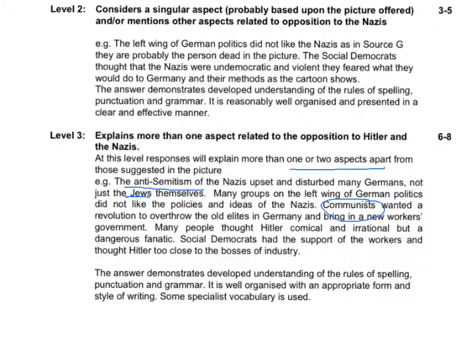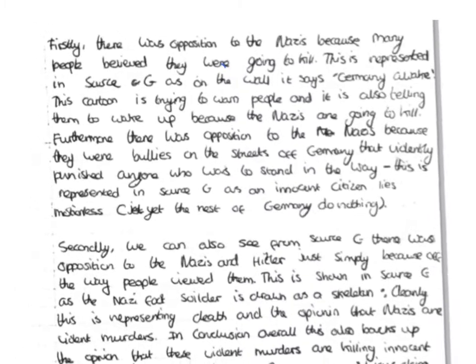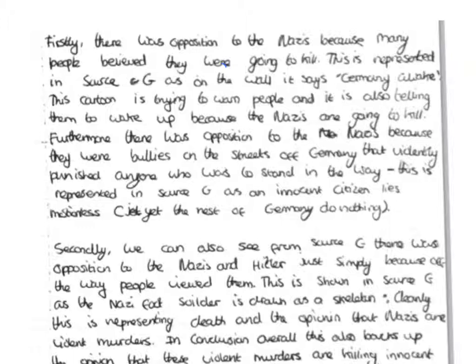They've then gone on to talk about Social Democrats, people's view of Hitler as being comical or irrational or dangerous or that sort of thing. So they've given you a number of different reasons there that you could have possibly used in addition to what it tells you in the source. So if we have a look at some answers, here's an exemplar answer. Firstly, there was opposition to the Nazis because many people believed that they were going to kill.